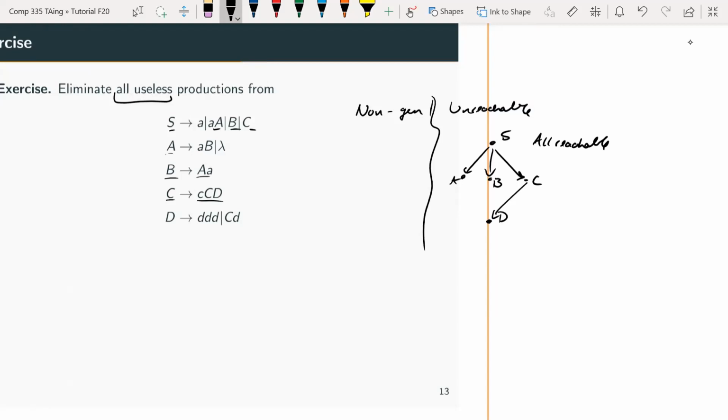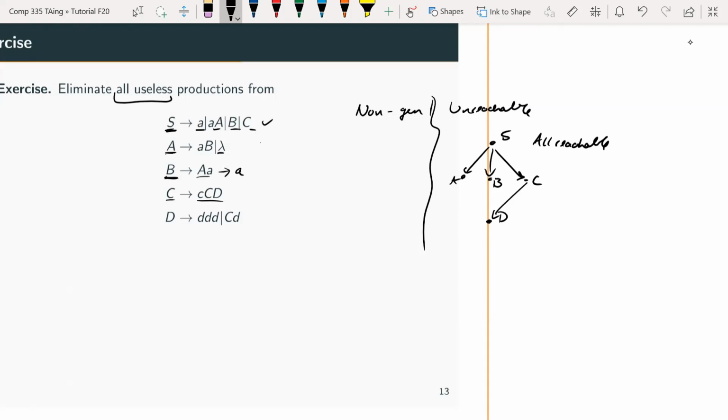How about non-generating variables? Is S generating? Yes, because S can give you A, right? Remember, I'm looking for terminal strings. Is A generating? Yes, it can give you the lambda string, the empty string, sorry. Is B generating? Well, you can't see directly, but if I do B gives me AA, and then I replace A with lambda, then I can get the terminal string A.